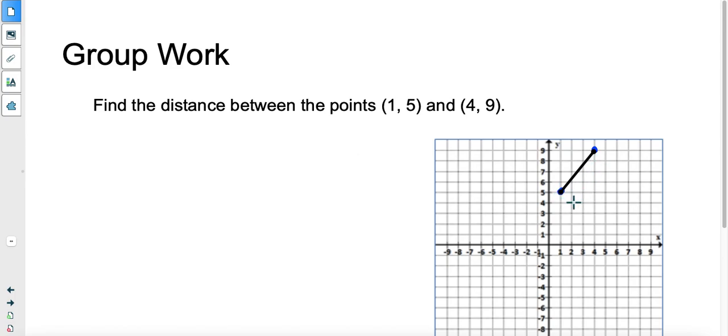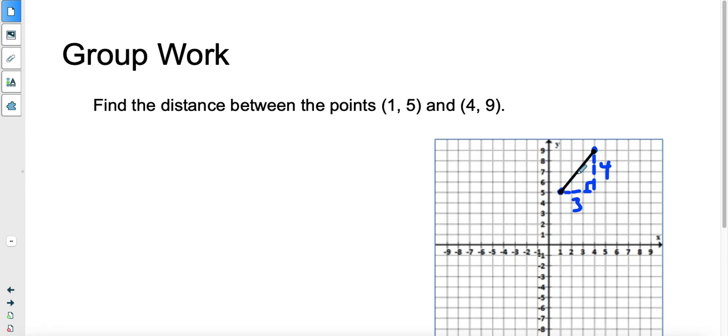And how can I find the length of this line segment? Say I drew a right triangle connecting these 2 points, like this. Then you'll notice I can use the Pythagorean theorem to find this missing side. This side of the triangle, I know it's 3 units: 1, 2, 3. And this side of the triangle is 1, 2, 3, 4 units.